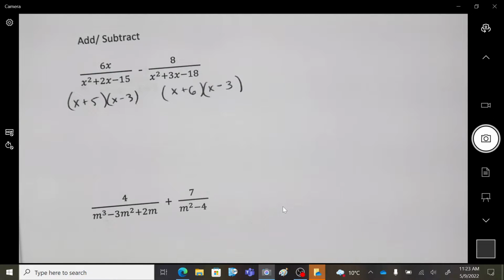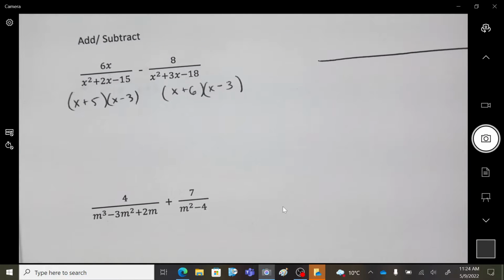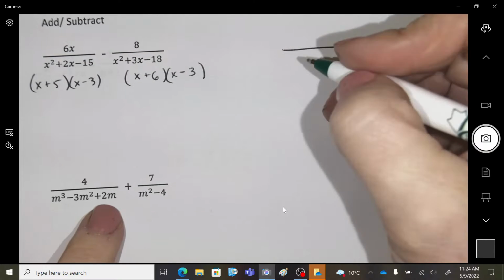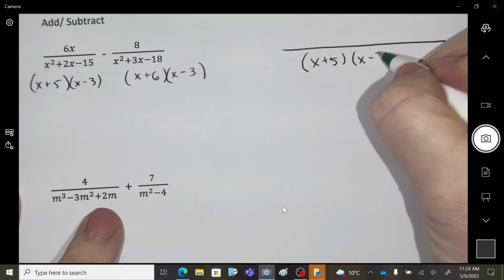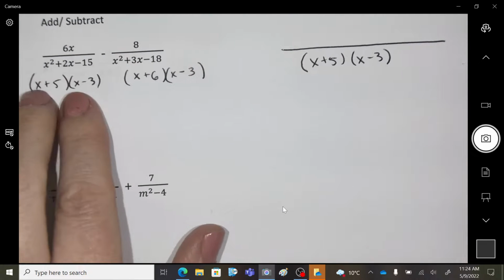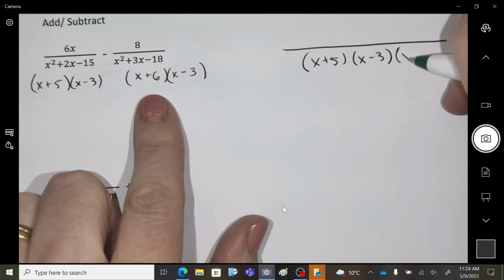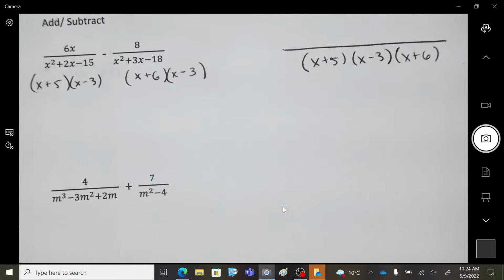Okay, we good with the factors? Everyone matching? Okay, ready to pick. What do I all need? I need an x plus 5. I need an x minus 3. That fits. And I need an x plus 6. Now that fits as well.